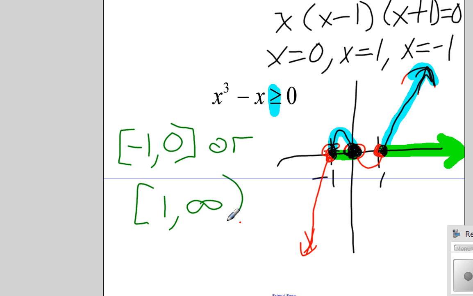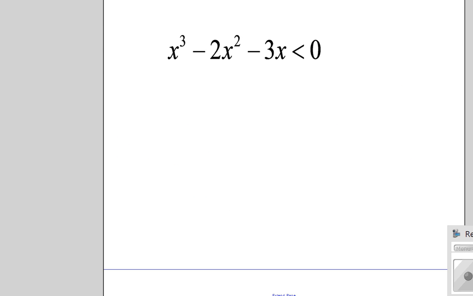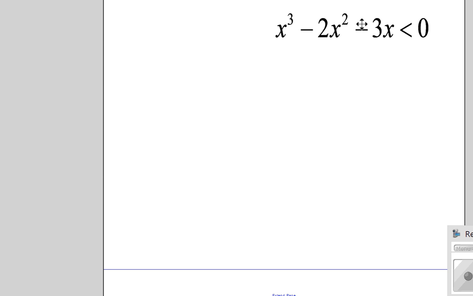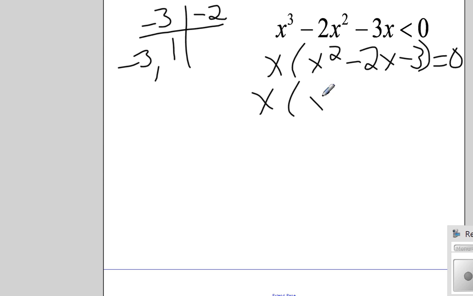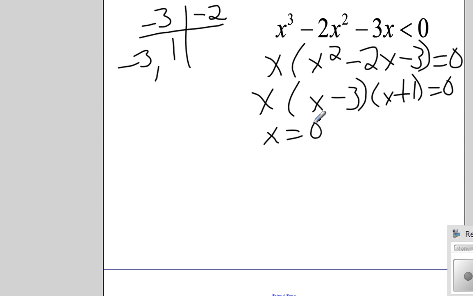All right, I'm going to try another problem. All right, GCF first. Let's take an x out. I hope this is factorable. Are there factors of -3 whose sum is -2? -3 and positive 1. Delightful. Set your factors equal to 0 and solve.